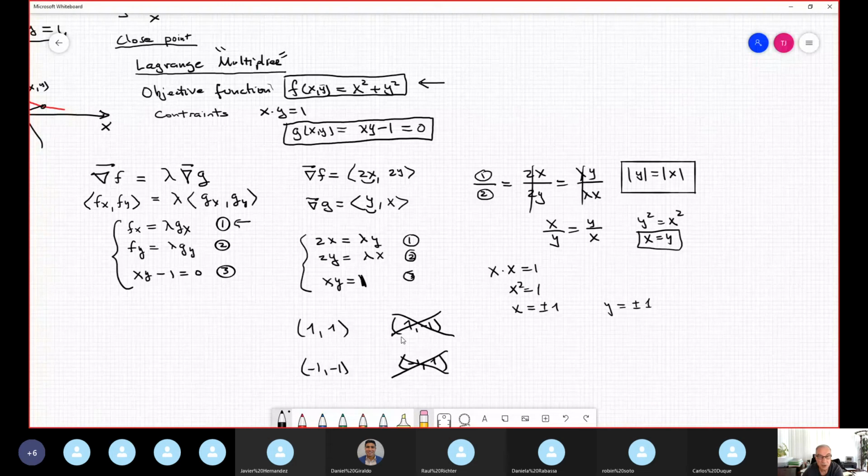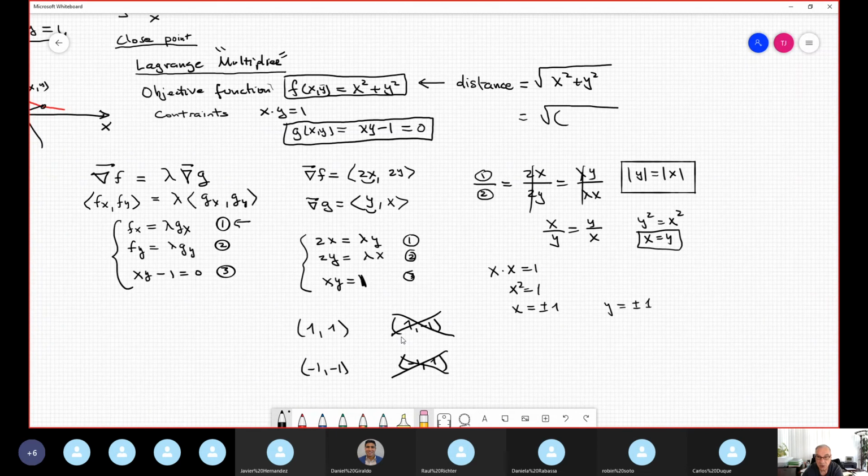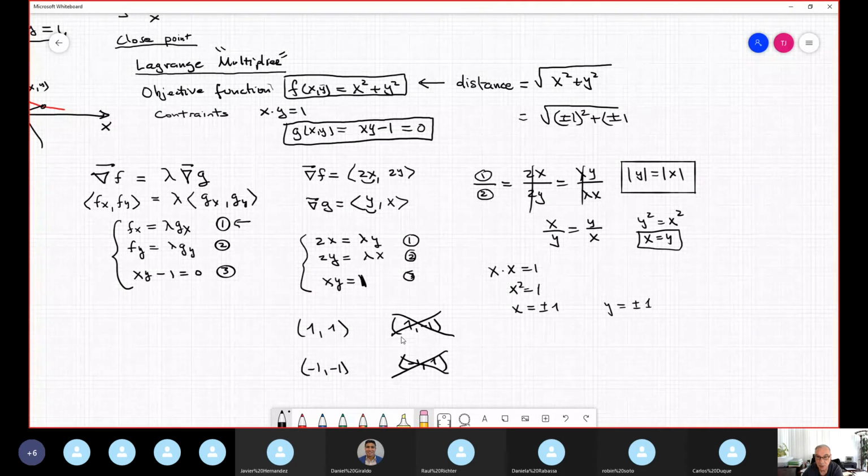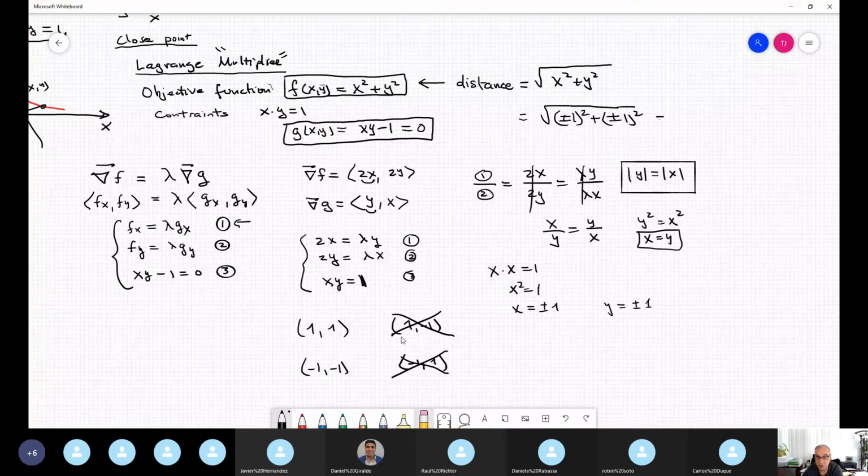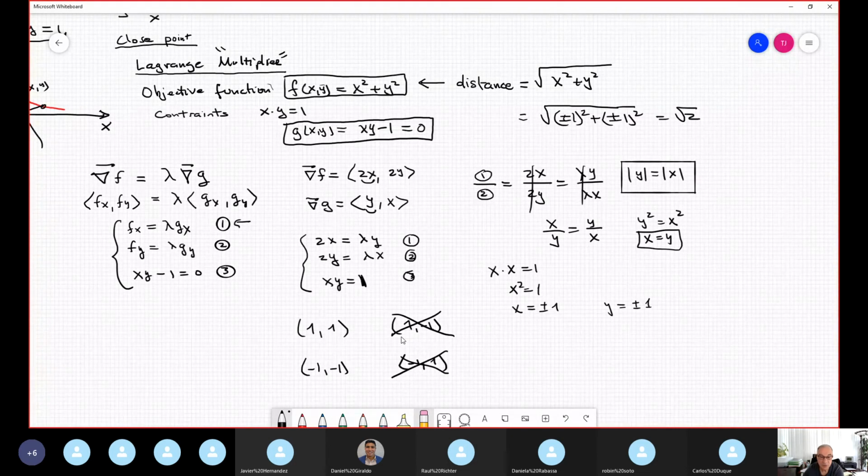The original is distance. Distance is the square root of x squared plus y squared. In our specific problem, the points are 1, 1 and negative 1, negative 1. Substituting, it is the square root of plus and minus 1 squared plus plus and minus 1 squared. Wow, it's radical 2, no? It's radical 2. So the minimum distance is radical 2.